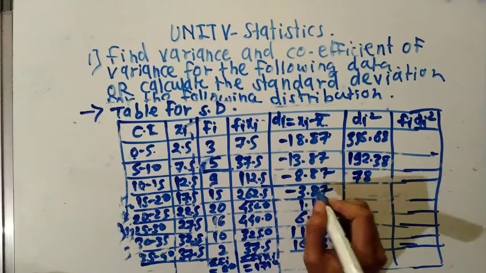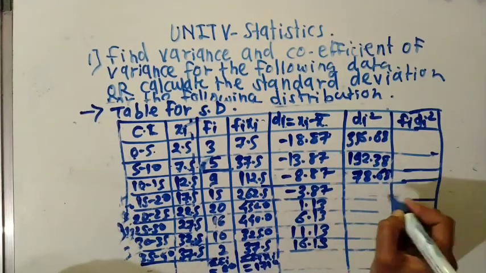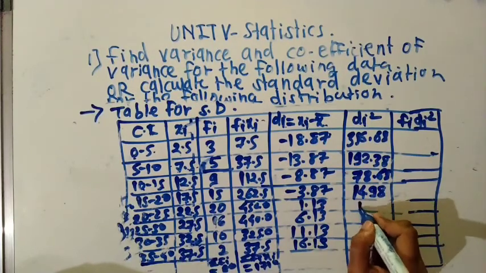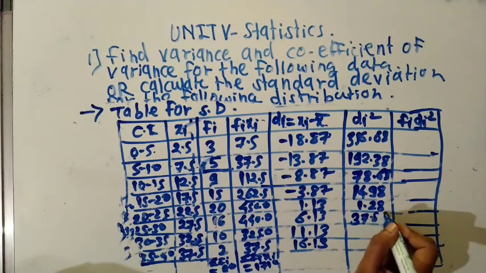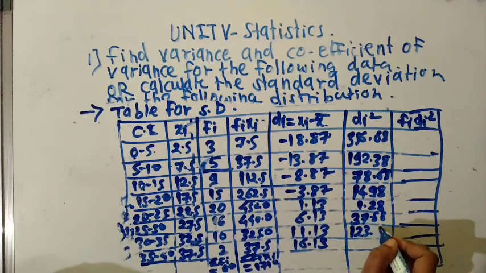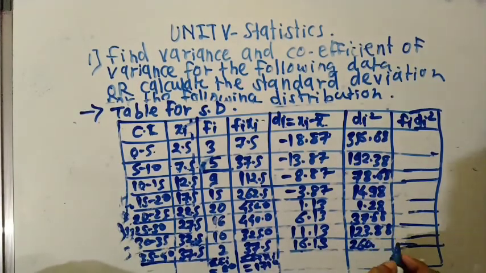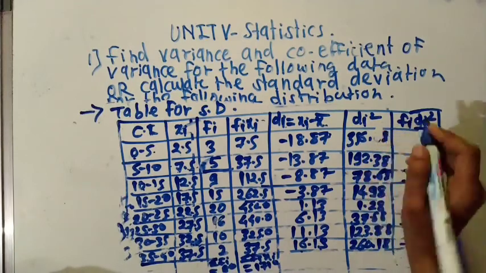Then the next values of di square: 78.68, then 14.98, then 1.28, then 37.58, then 123.88, then 16.13 square is 260.18, and so on.